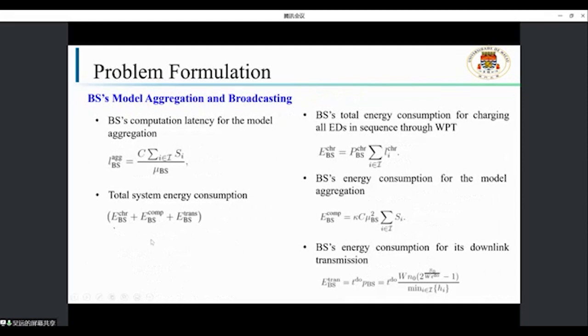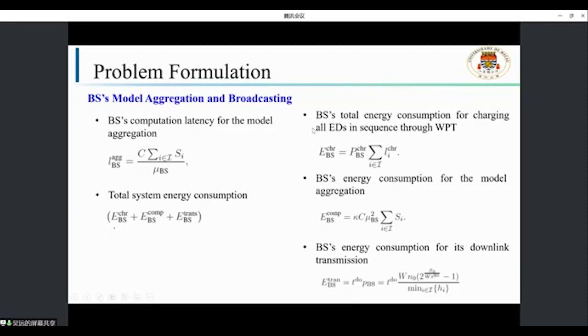And then we model the base station energy, covering BS model aggregation and broadcasting. So the BS computational latency for its model aggregation is like this. Then the base station's total energy consumption includes three parts.